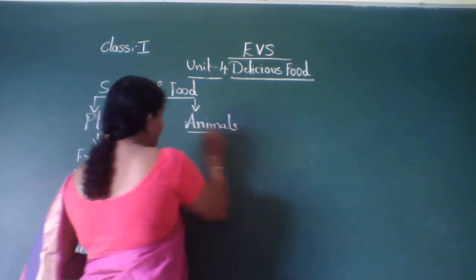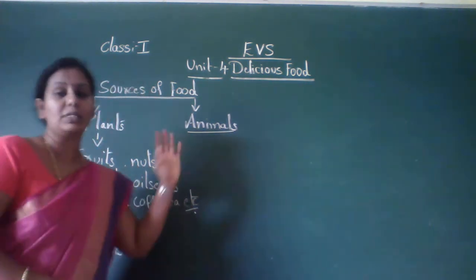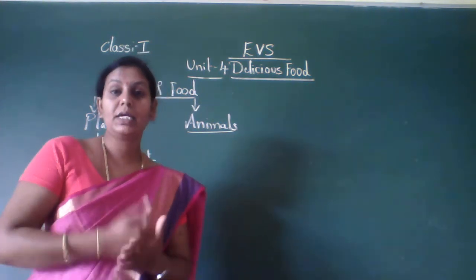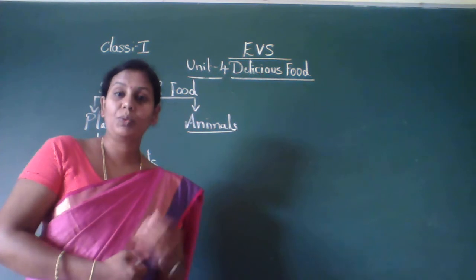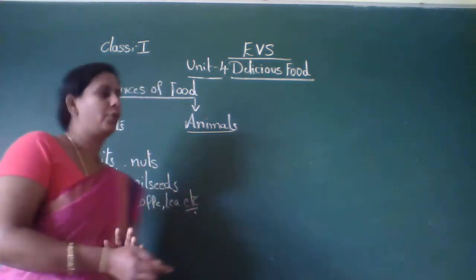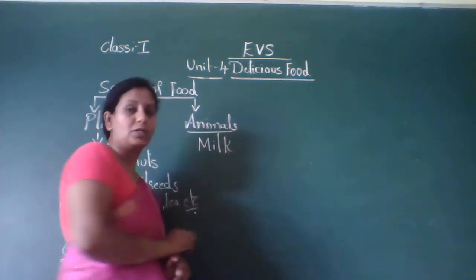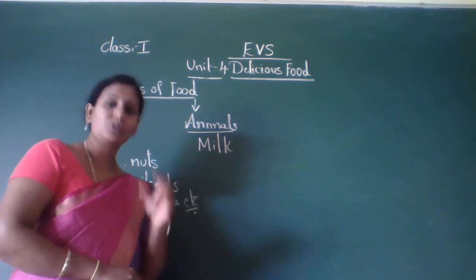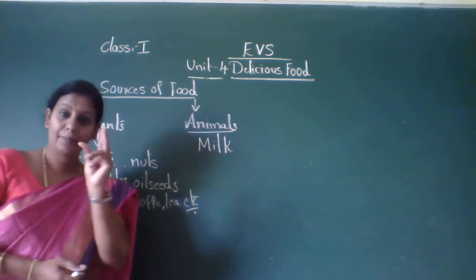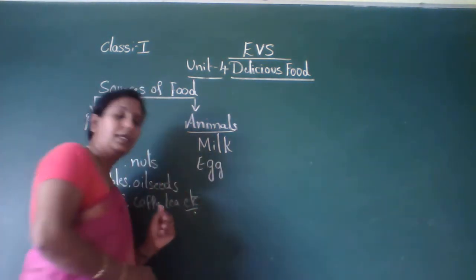Now children, tell me some food items which we get from animals. Sorry, plants are over, so what are the food items which we get from animals? Who will tell? Which do we use as food? Milk, very good. So whatever milk we drink, we get from animals. That is also one type of food, no? Okay, milk. Then egg. Then meat.